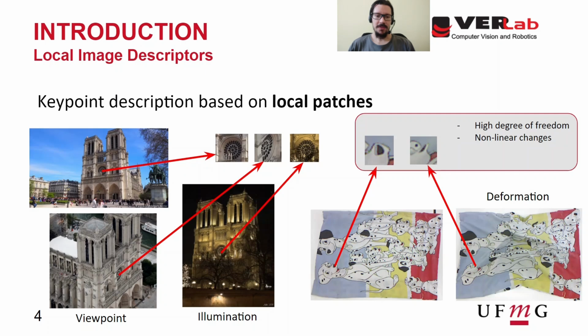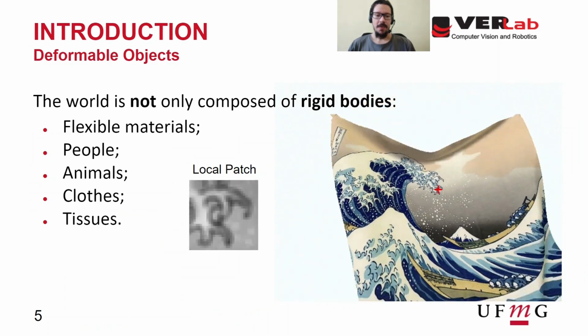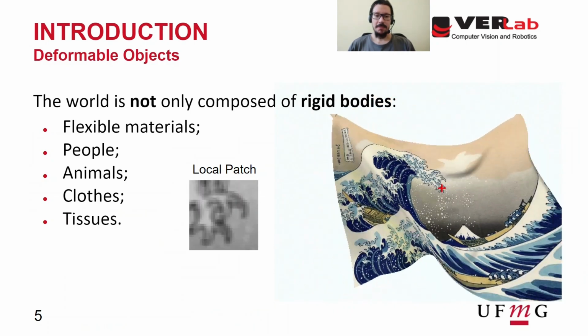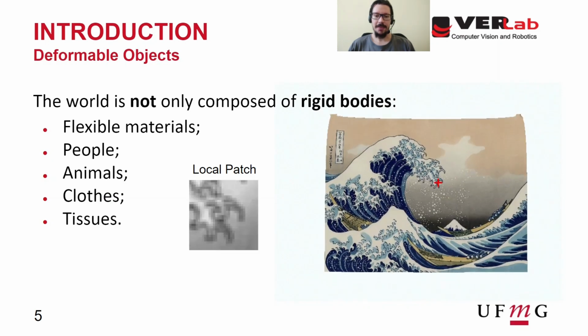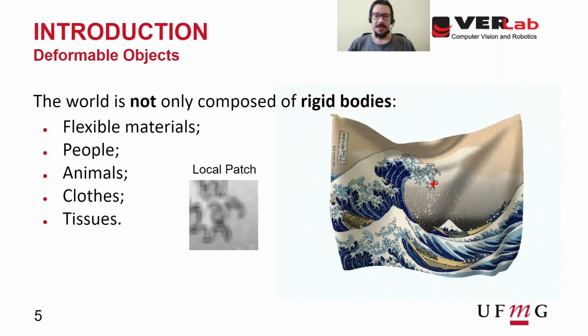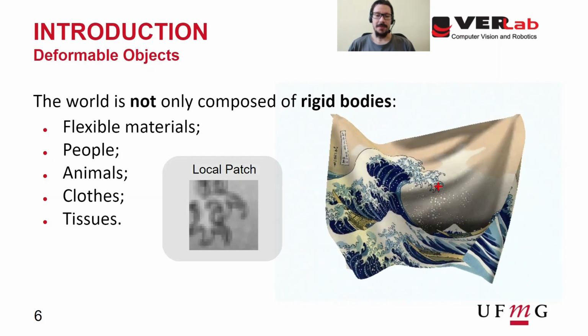Dealing with non-rigid transformations is even more difficult than projective ones due to their high degrees of freedom and nonlinear changes in the local appearance of an object. Our world is not only composed of rigid bodies. People, animals, and clothes are typical examples of deformable objects that often appear in front of the cameras.